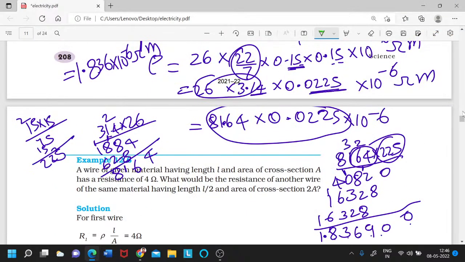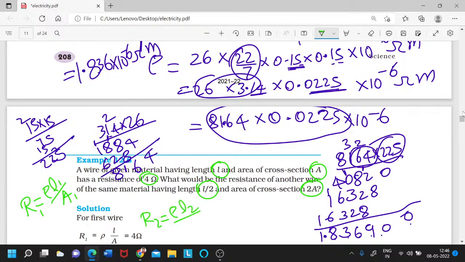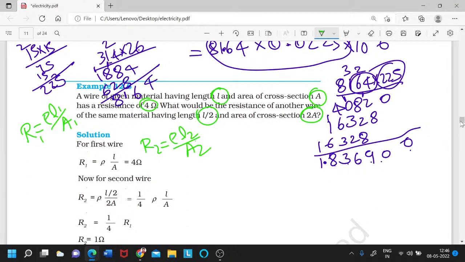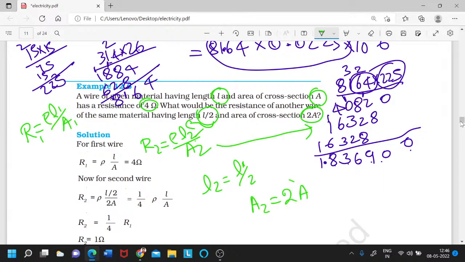Next, length and area is given, resistance is given. Now length and area are changed. What is the new resistance? So R is equal to rho L by A for the same wire: R1, L1, A1. R2 is equal to rho L2 by A2, the new resistance. Now we have to compare R1 and R2. Second condition: L2 is L1 divided by 2. That is what is given. A2 is 2 times A1. That is given in the question.